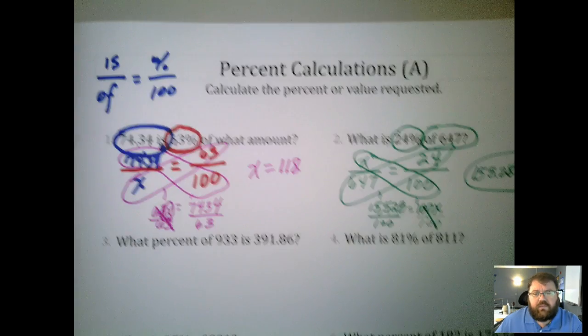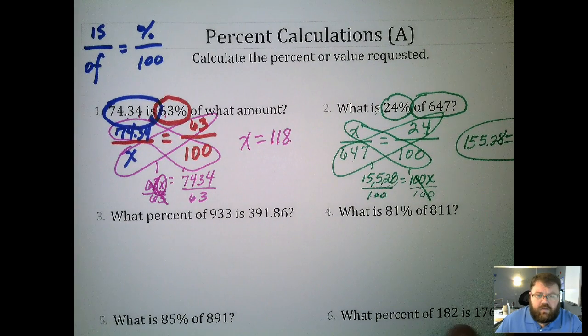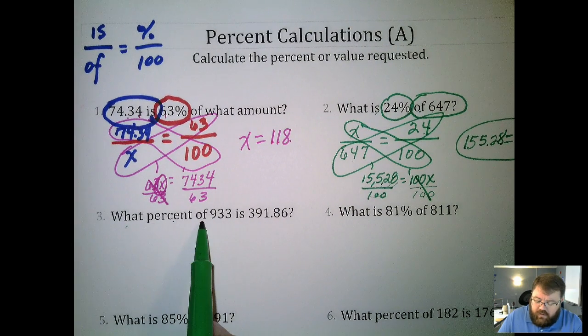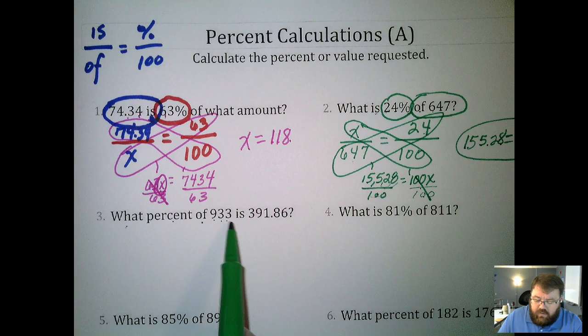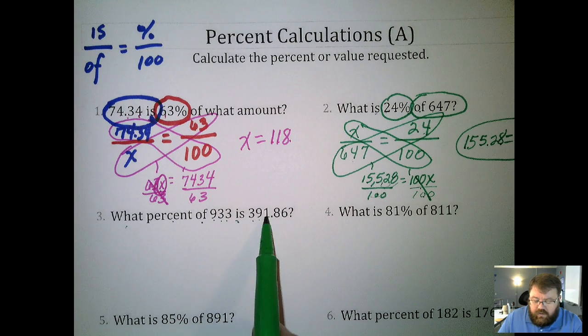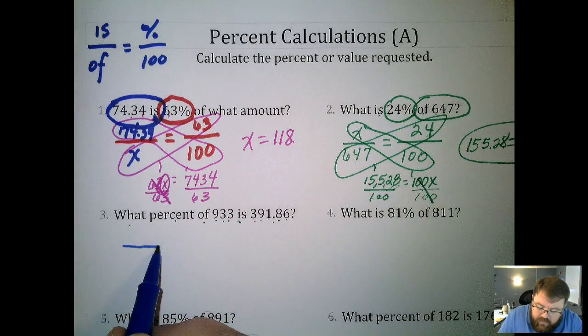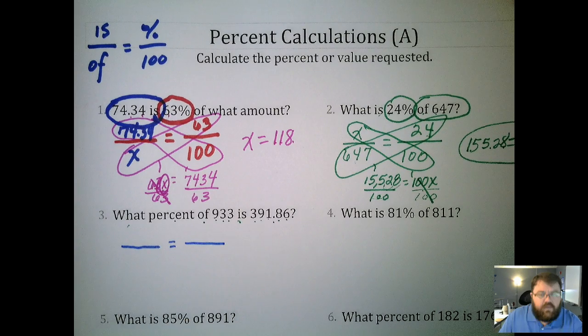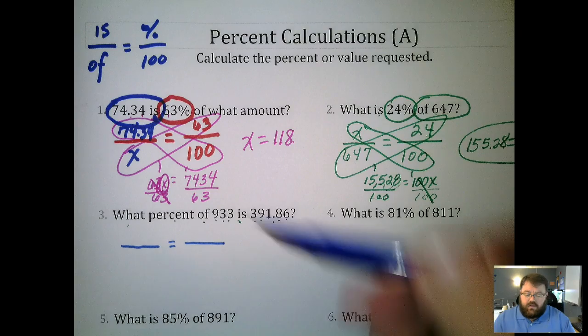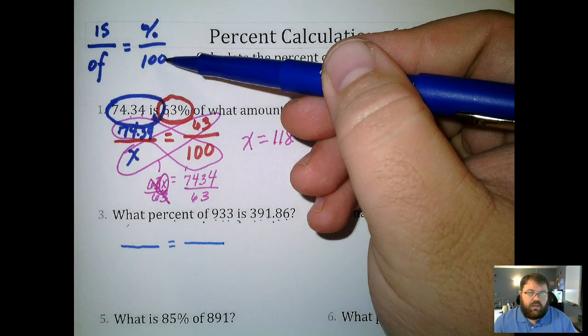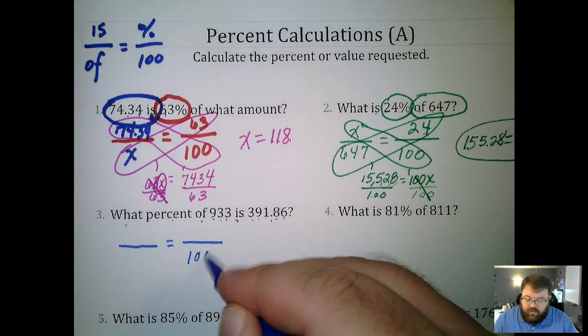Number 3. Number 3 says, what percent of 933 is 391 and 86 hundredths? So remember, you start this problem by saying line is equal to line. Now, what is your constant? Your constant is the 100. It's always going to be in the denominator here.